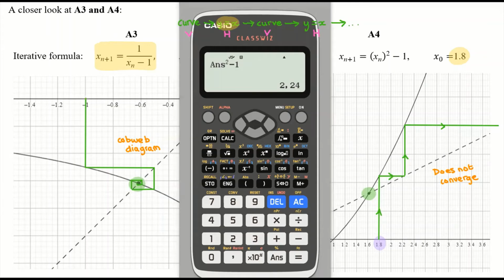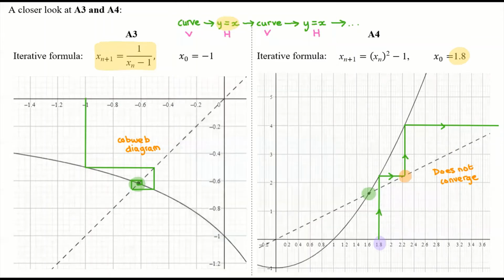And as you can see, that's pretty accurate on the diagram. Okay, so that's 2.24. That's pretty good. Now, if I just keep pressing this, okay, we're just a few presses. I'm now at an incredibly large number, and I don't think my calculator can cope anymore with that. So that's divergence, and it will not converge on the root. So it either depends on the iterative formula or your starting point. So once again, you might want to try some different starting points for this A4 example and see if you can find any convergence.